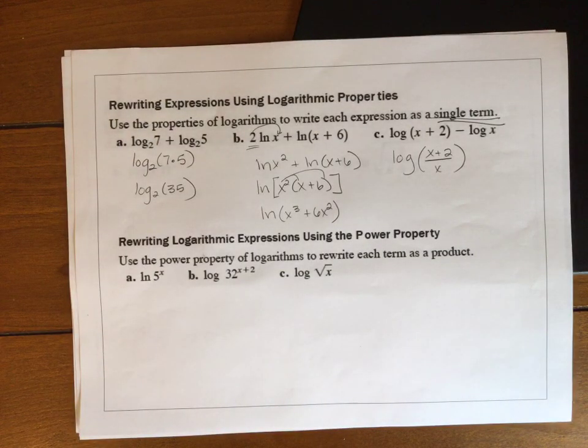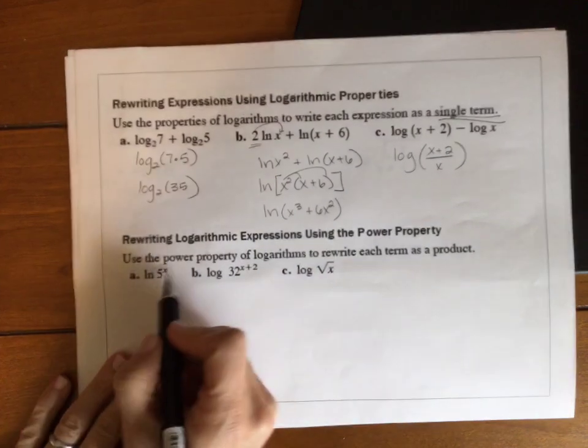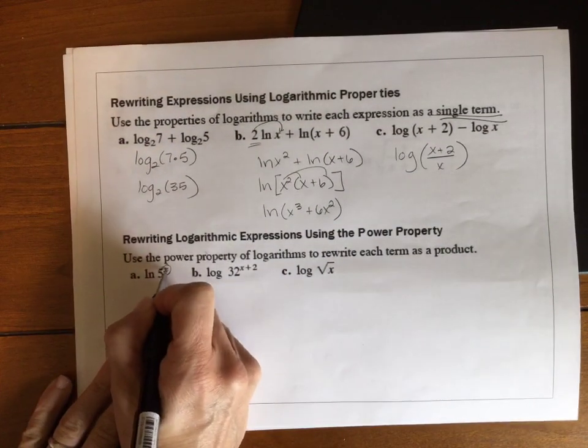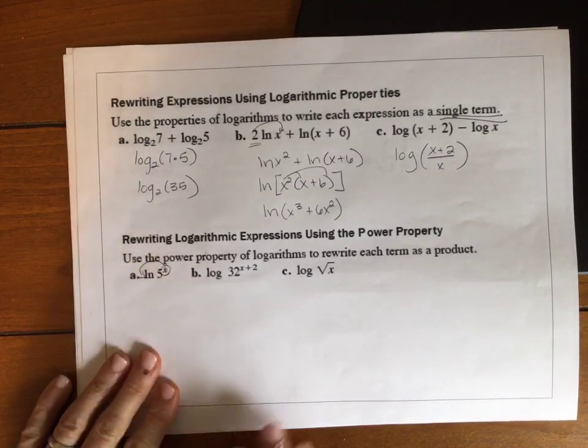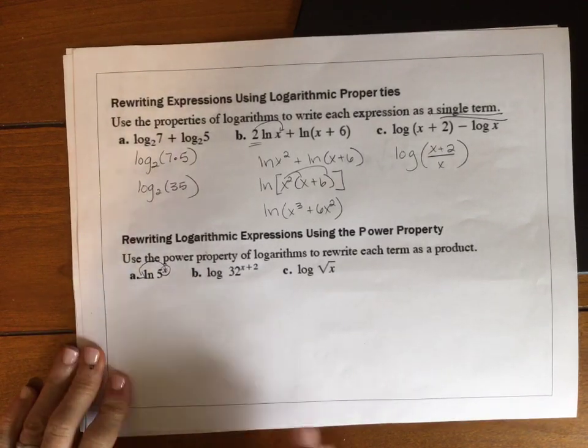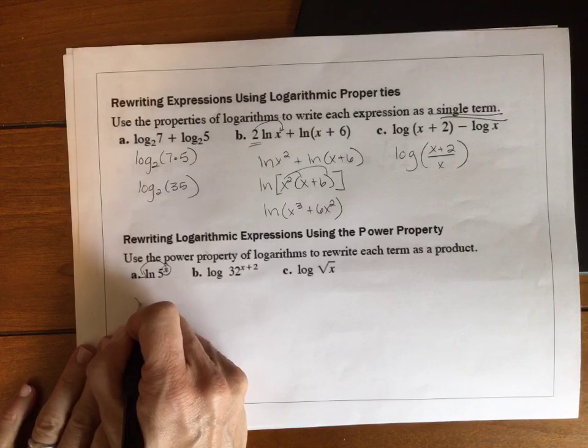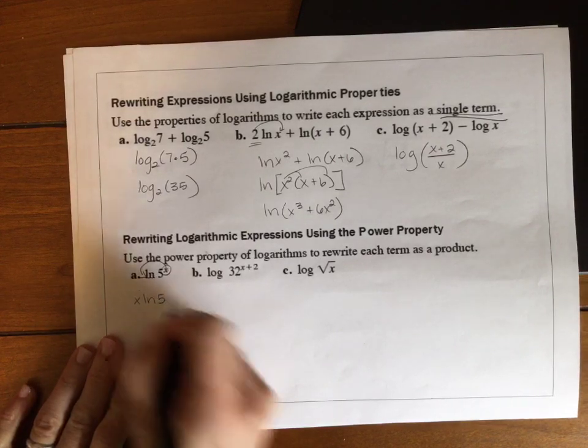All right, so if we start as a single term, they sometimes want us to expand our terms. So this next example here is just kind of easing us into expanding our terms. We're only using the power property that says my exponent can really be written in front as multiplication. So in A, we could rewrite this as x natural log of 5.